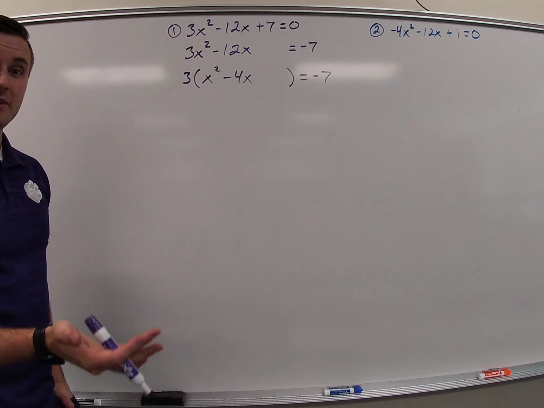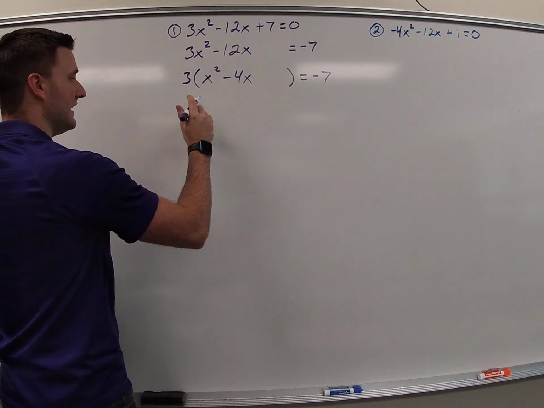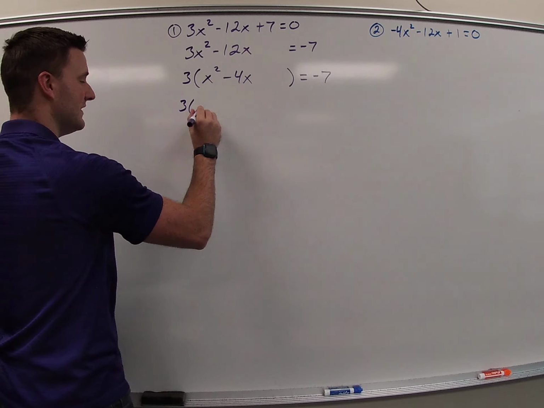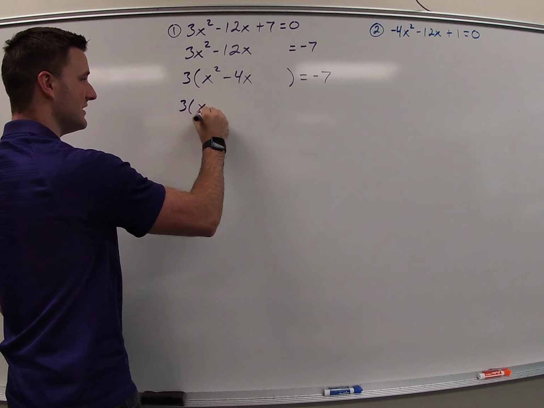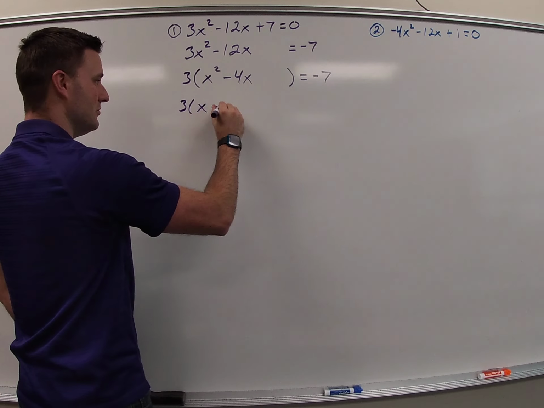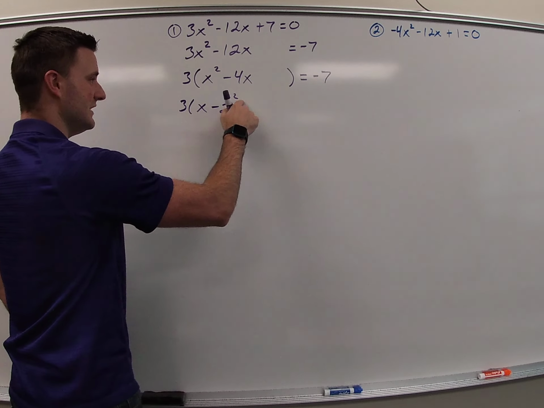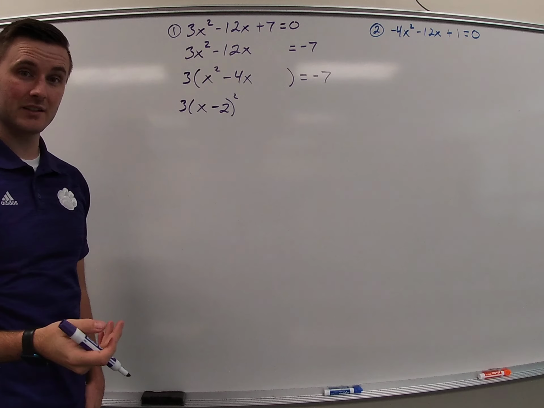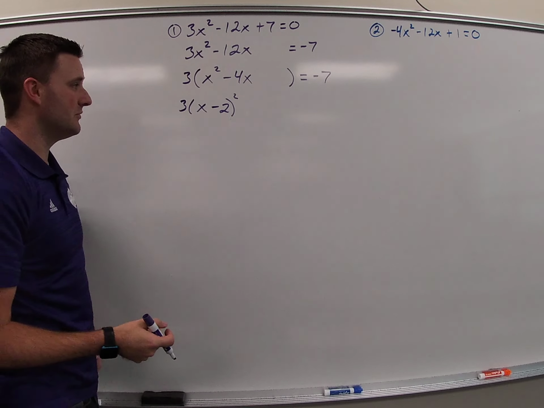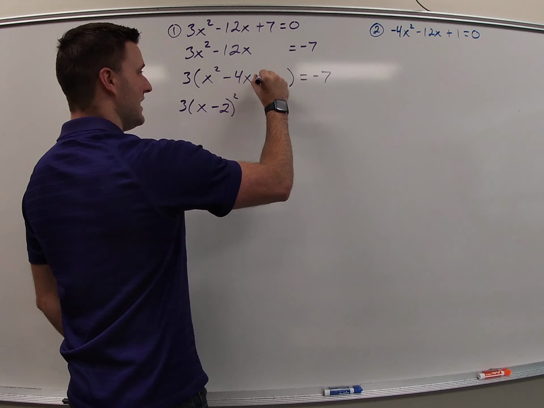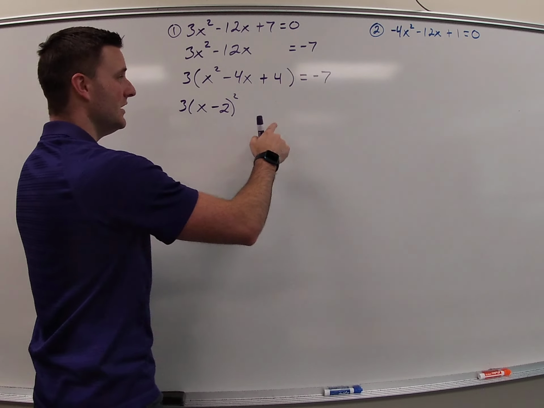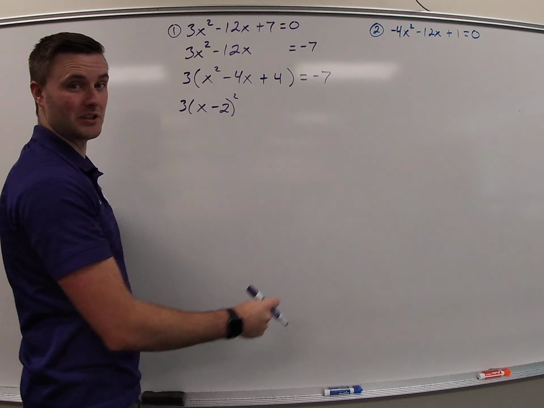Now the process is very similar in the fact that you're going to take half of your b term, and that goes inside the parentheses, so half of b is -2. And remember, this number is my reminder to square it. So -2 squared is +4. And remember, whatever I do to one side, I have to do to the other side.